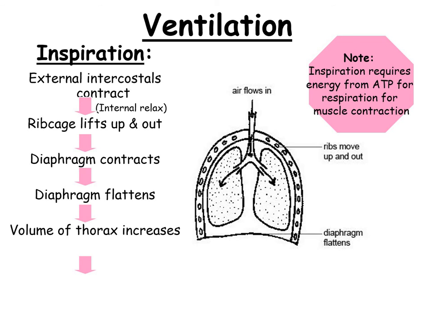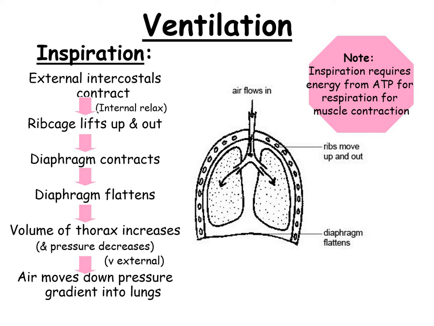And because the rib cage has moved up and out and the diaphragm is flattened, the volume of the thorax increases and therefore the pressure decreases below atmospheric, and then air moves down its pressure gradient into the lungs. So just a quick note to say that inspiration or breathing in requires energy from ATP for respiration, for muscle contraction.